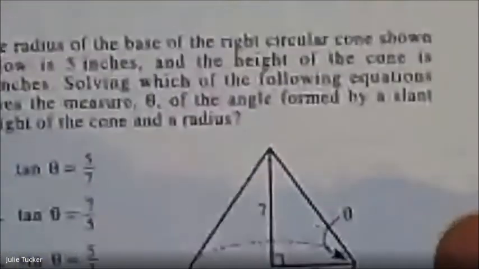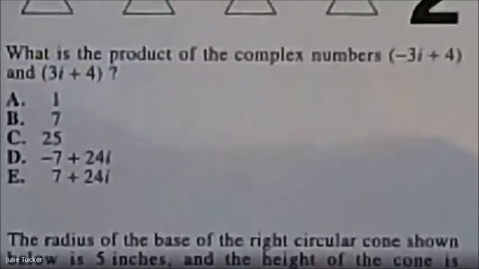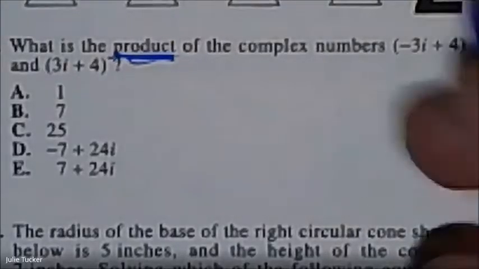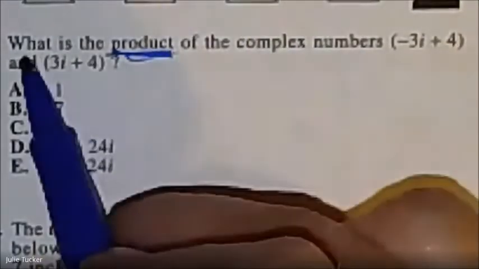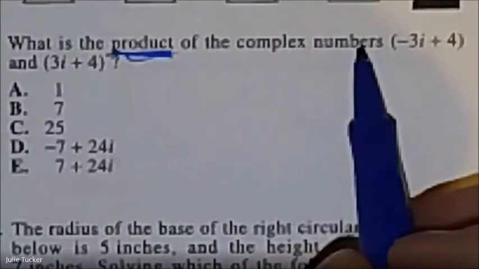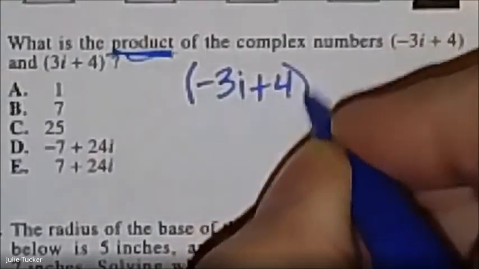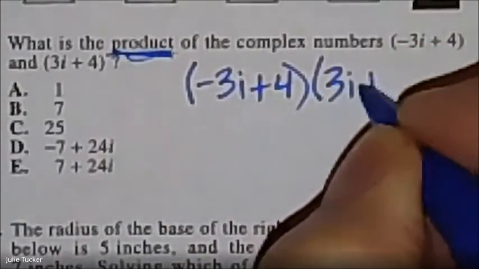Number 29. Oops, I got to scoot the paper a little bit more. What is the product? What are they telling you to do when they say product, Connor? Multiply. What is the product of the complex numbers negative 3i plus 4 and 3i plus 4?